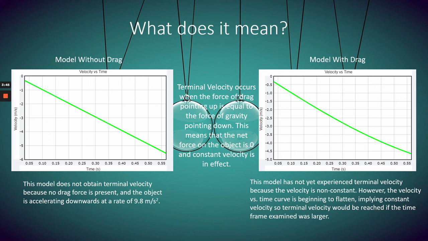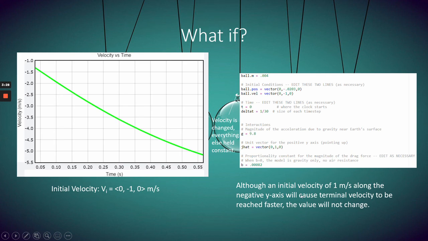The model with drag on the right shows that velocity beginning to flatten out horizontally, which implies that constant velocity was close. Although terminal velocity was not reached, if I had dropped the paper ball from a higher initial position, the drag and gravity forces would have eventually equaled out and terminal velocity would occur.